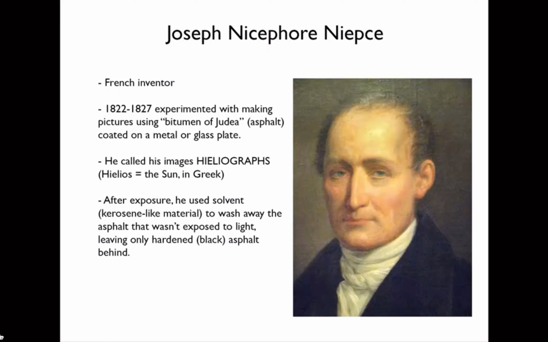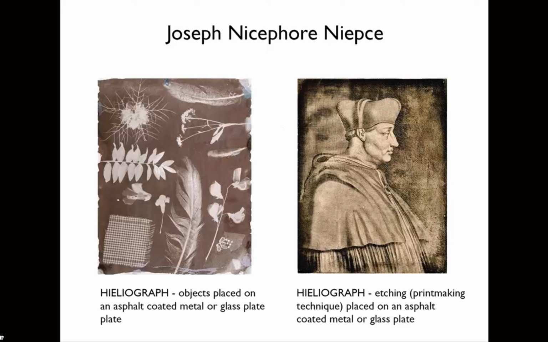So what he would do, he would place objects on top of this asphalt-coated metal or glass plate, and expose them to light. Now, the part of that plate that was exposed to light would harden. The part below the object would stay soft. And then he would use a solvent, a kerosene-like material, to wash away the asphalt that wasn't exposed to light, leaving the hardened or black asphalt behind. And these are some of the images in which the objects were placed on top of this asphalt-coated plate to make heliographs.